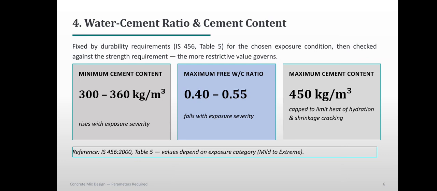The minimum cement content falls between 300 to 360 kg per cubic meter, and it rises with exposure severity. And maximum free water cement ratio is between 0.4 to 0.55. It falls with exposure severity, and we can refer to IS 456 2000 Table number 5. It gives values depending on exposure category between mild to extreme.